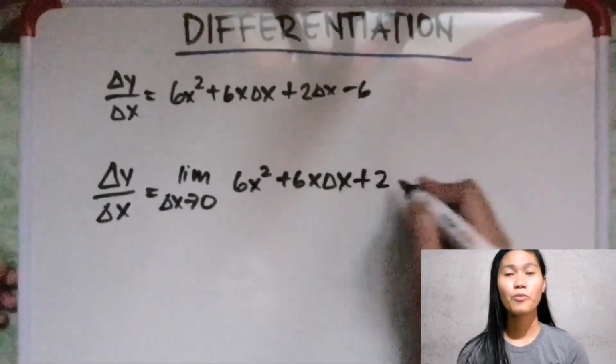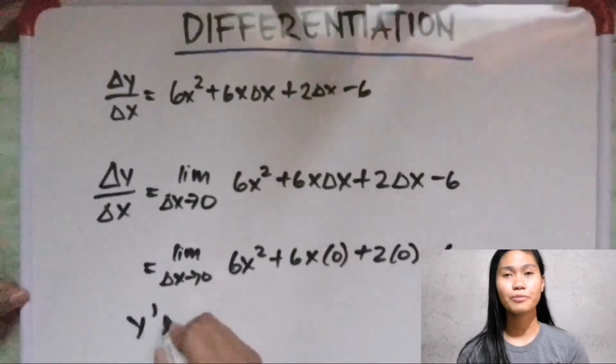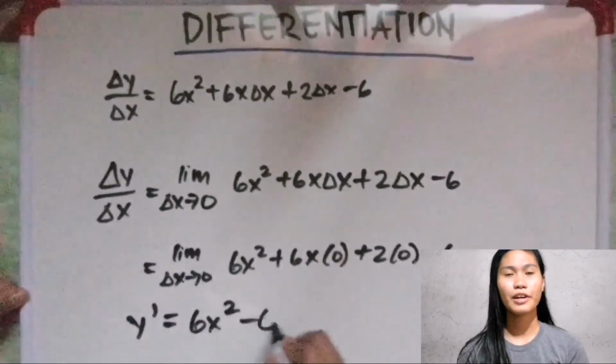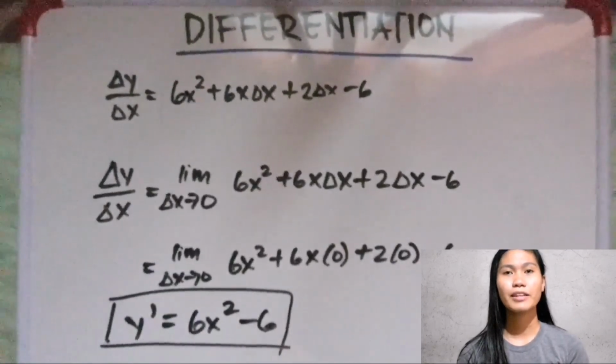And then, we will substitute delta x in the function to 0. And there we go, our final answer. Y prime is equal to 6x squared minus 6.